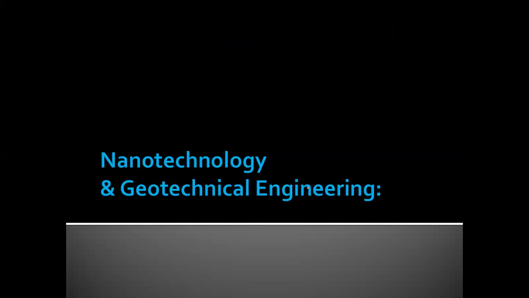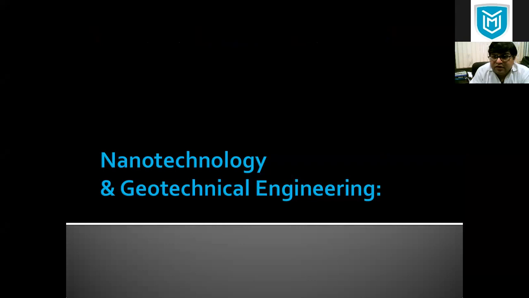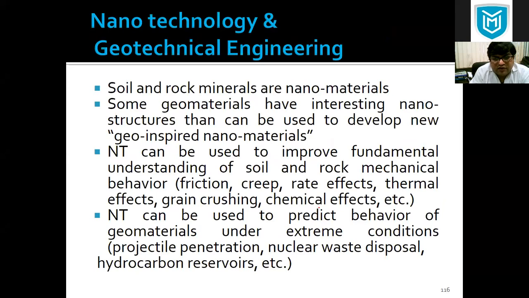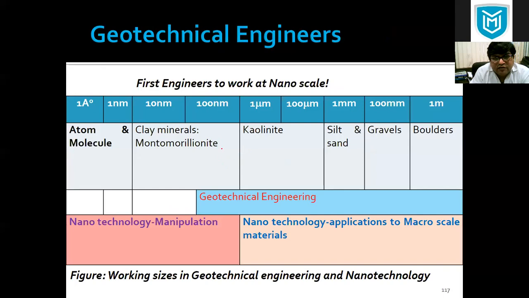So by examining all these properties, we thought that if it has potential in paints, potential in glass and concrete, then it must have certain applications in soil also. So that's why we explored its application in geotechnical engineering, right? And basically in soil, we already work at certain nano levels because our clay minerals have several nanometer size. So we restricted ourselves up to micron level. So we were just entering indirectly at nanotechnology, but we were not knowing that it is nanotechnology. But nanotechnology manipulation very much covers the geotechnical engineering when we deal with the clay particles, right?